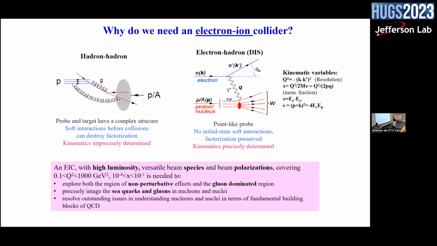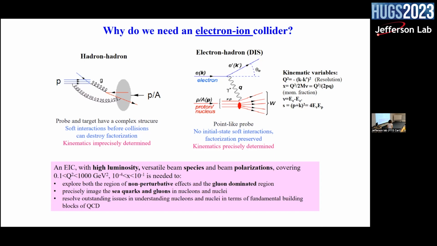So, okay, here I just remind you, but we talked about it also at the beginning, why it's good to have an electron as a probe. So why do we want an electron-ion collider? If we have a hadron-hadron collision, both the probe and the target have a complex structure. So there are these soft interactions before the collision.